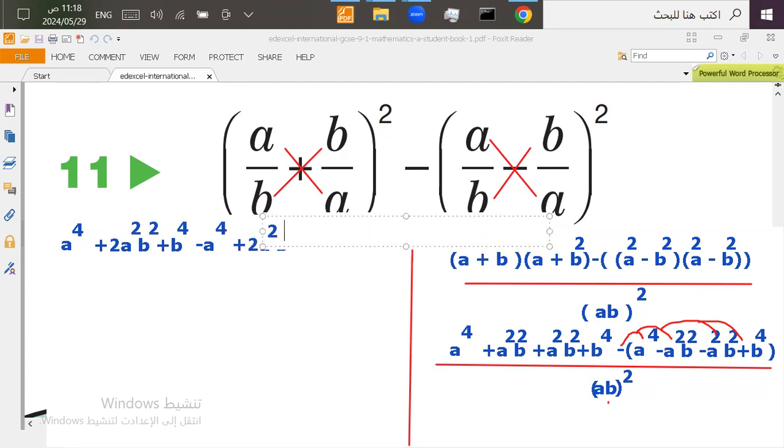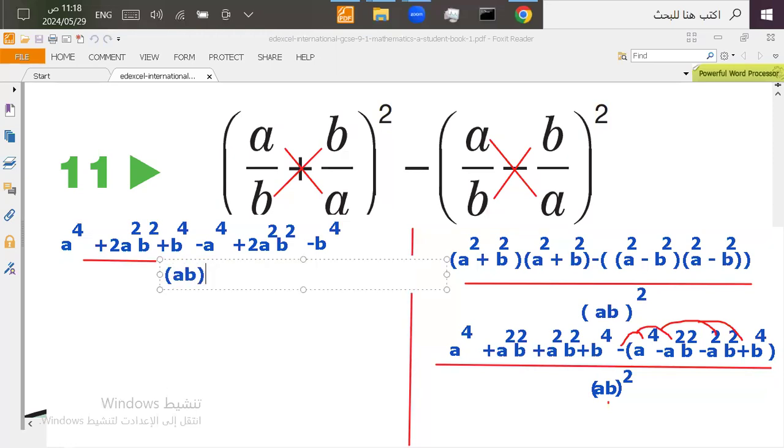I might skip a step because we don't have enough time to elaborate, but we understand the idea. This one is negative 2. We multiply by negative, and it's going to be positive 2a squared b squared. And then negative b power of 4. And all of this is divided by what? It's divided by ab power of 2, like this, or a squared b squared.